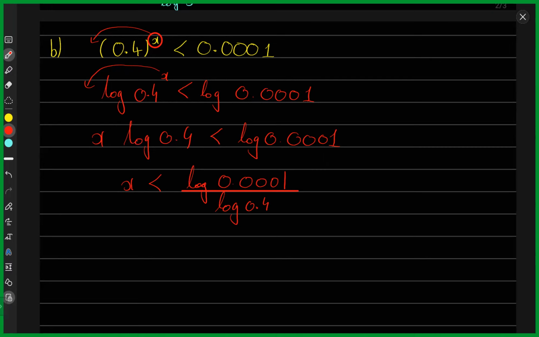So it is log 0.0001 divided by log 0.4, and this is going to give me x < 10.1. So this is going to be the answer. Whenever x would be less than 10.1, this would be the situation.